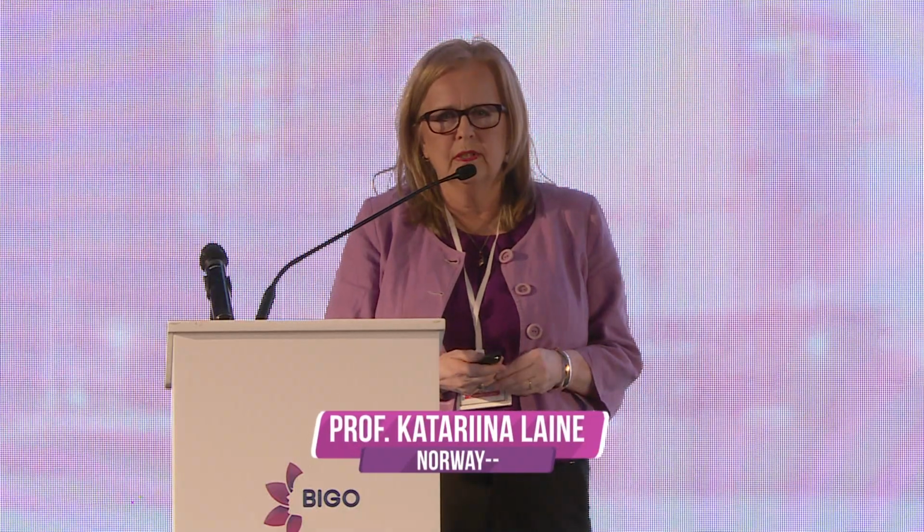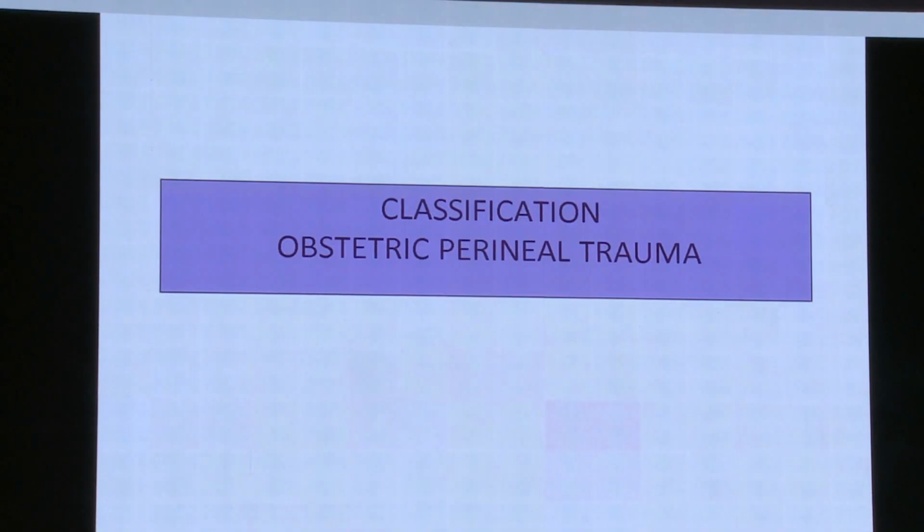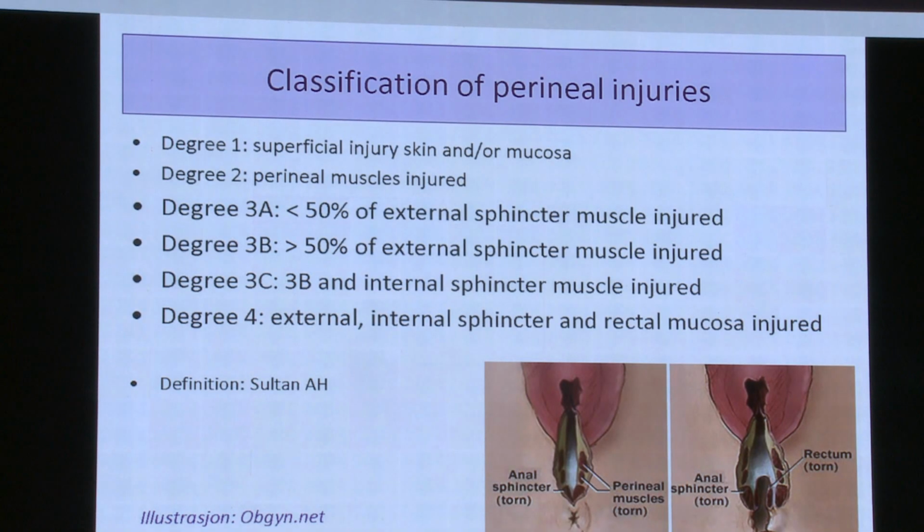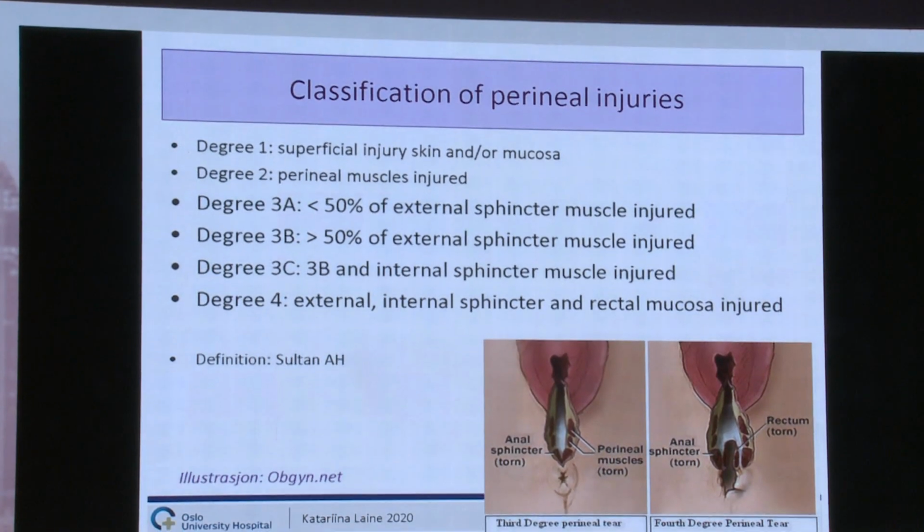I'm going to go through the classification of perineal trauma, a little bit about the evaluation and diagnosis, consequences for the woman, prevention, education, and repair. First, the classification. It's recommended by WHO that we use this classification with 4 degrees. The first and second degrees are not affecting the anal sphincter muscles, and the degrees from 3A to 4 are affecting the sphincter muscles, and these injuries have an effect on the woman's health later in life.